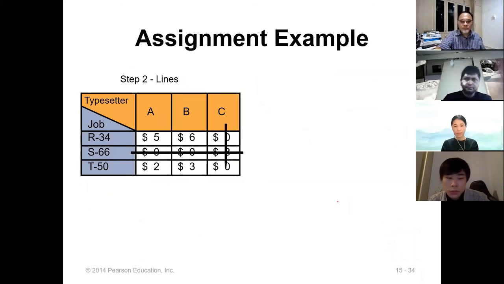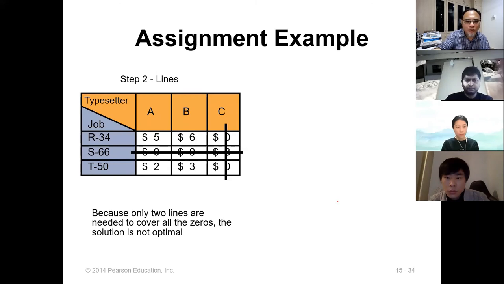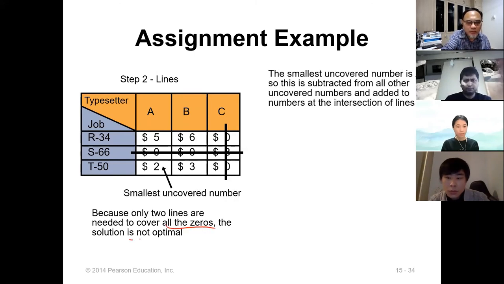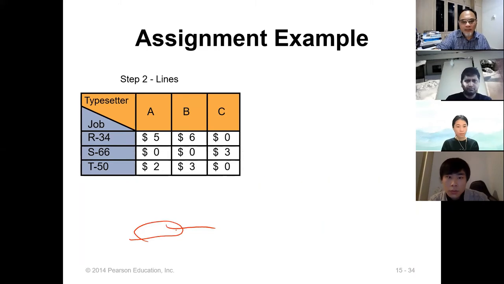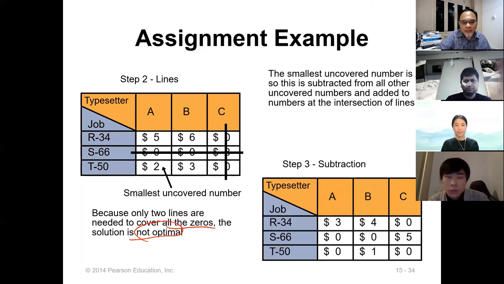So what I've done just now is, because only two lines are needed to cover all the zeros, the solution is not optimum. Then, like I said just now, the smallest uncovered number is 2. So this is subtracted from all the other uncovered numbers, which are 5, 6, 2, 3, and added to numbers at the intersection of lines. So now we become 3, 0, 3, 0, 4, 1.